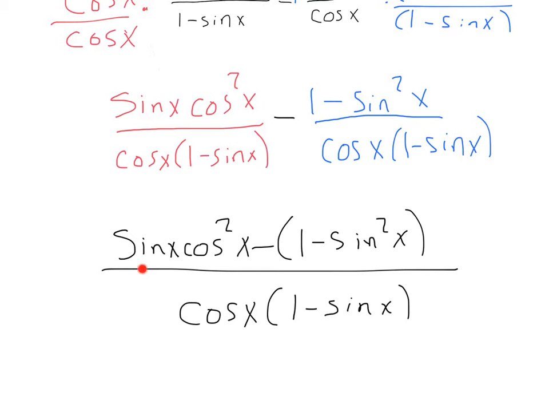Doing that, I'm going to get sin x cosine squared x minus, I put parentheses here because remember, this negative has to distribute, but before I distribute, let's just put it together because we might be able to do something with this here. That's going to be minus parentheses 1 minus sin squared x, all over our common denominator, cosine x, 1 minus sin x.